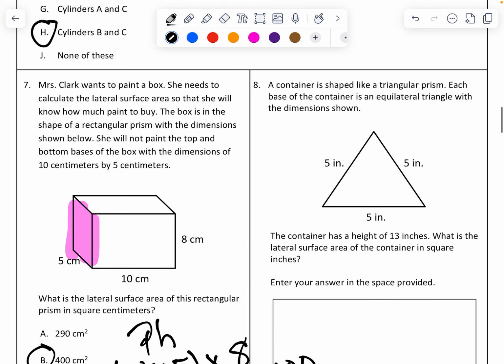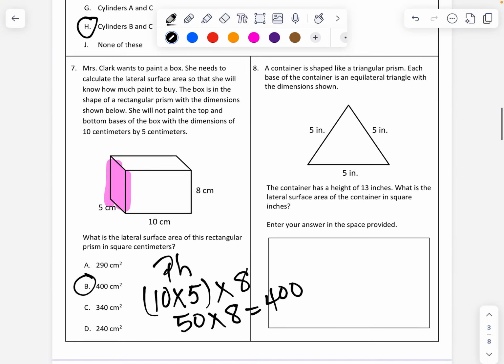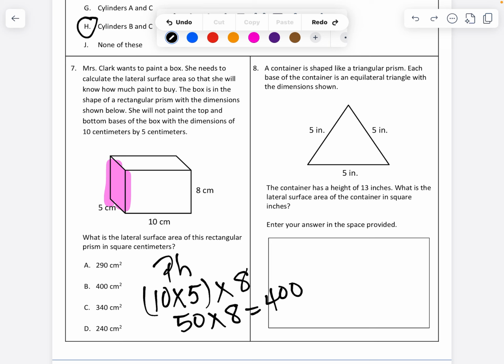Okay, next one. A container is shaped like a triangular prism. Each base of the container is an equilateral triangle.